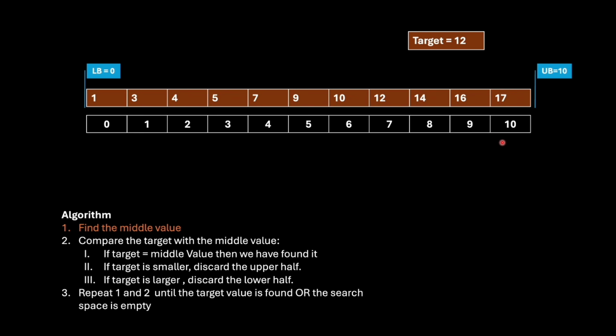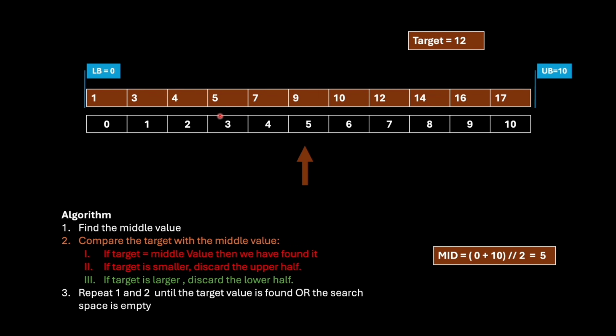In this example, I really want to emphasize the usage of the lower bound and the upper bound to find the middle index. So, as discussed previously, we add the lower bound and the upper bound and divide it by 2. So, 0 plus 10 divided by 2 is 5, and 5 is the index of the middle value. So here you go, we have found the middle value. Now let's compare target with the middle value. 12 is larger than 9, so we will have to discard the lower half.